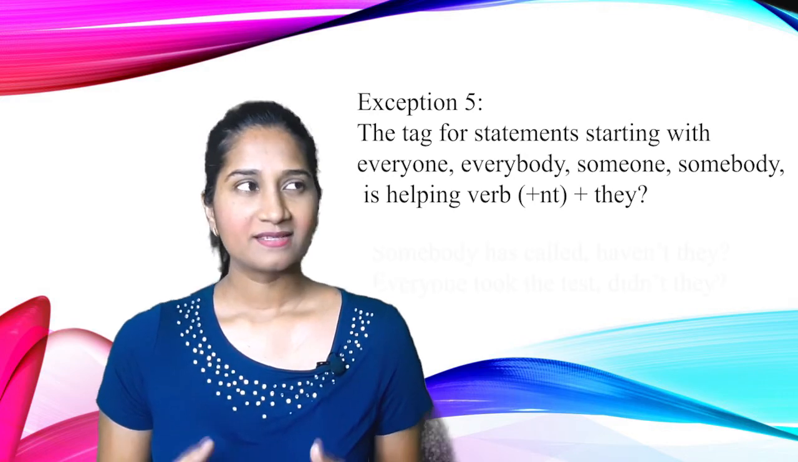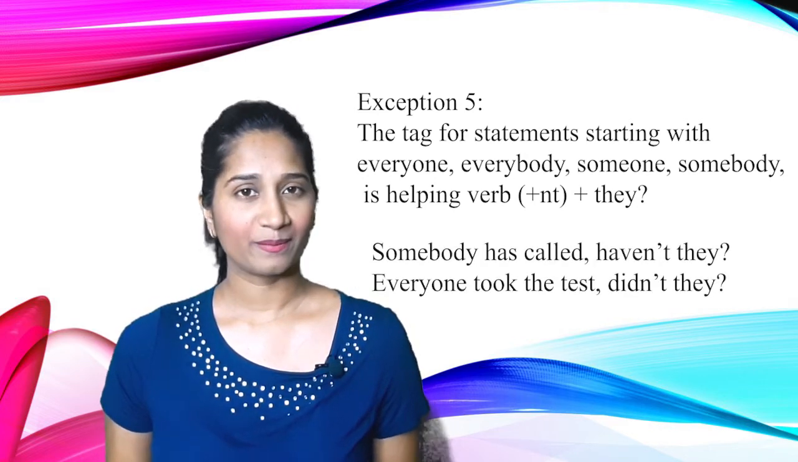Exception 5. The tag for statements starting with everyone, everybody, someone, somebody is helping verb plus they. For example, somebody has called, haven't they? Everyone took the test, didn't they?